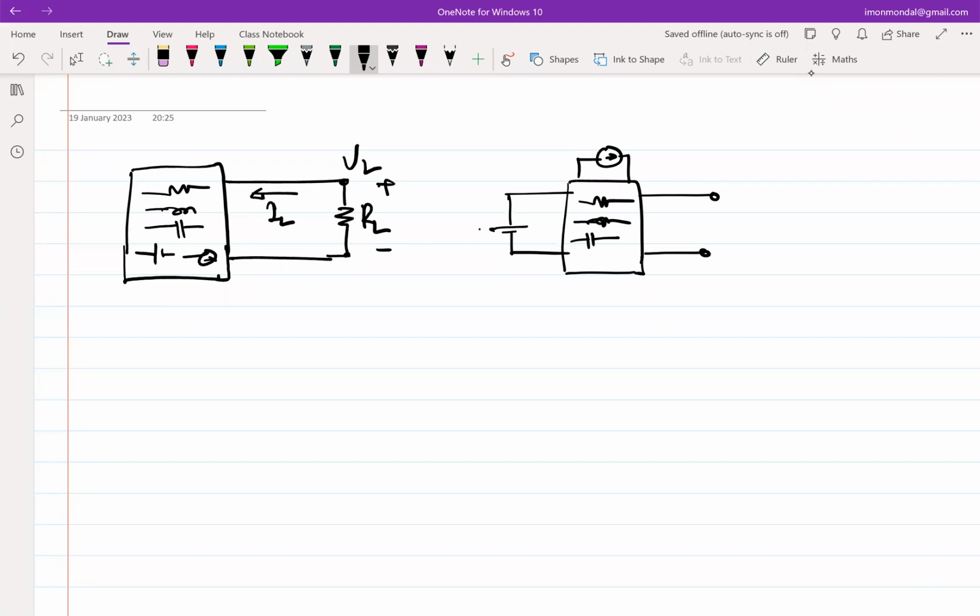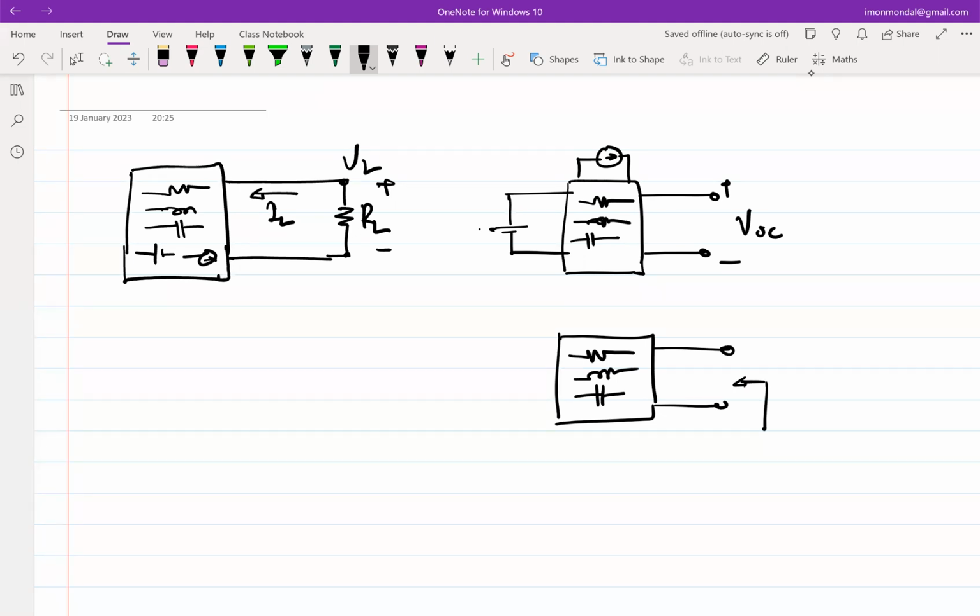In experiment 1, we'll remove that load and we'll observe the voltage here, VOC. OC means open circuit, and we will take a note of it. And in the second experiment, we will try to figure out the impedance looking into the port. What is the open circuit impedance or the impedance looking into the port?